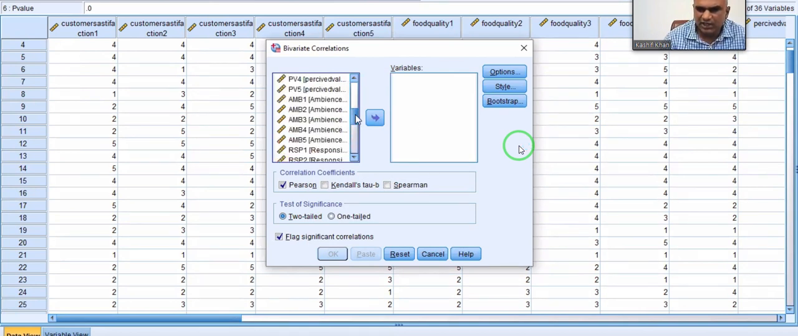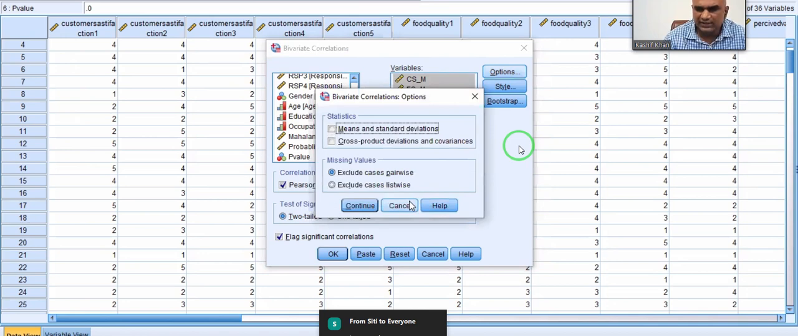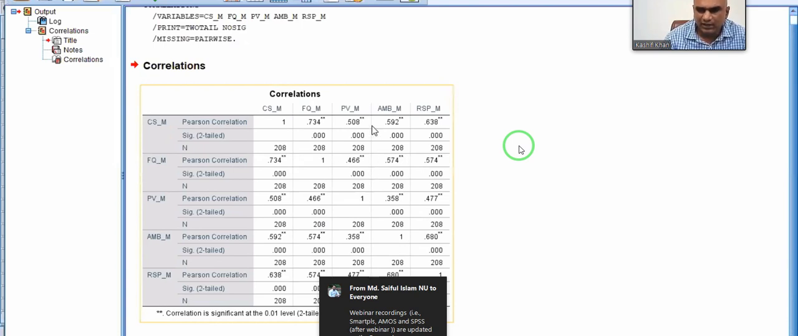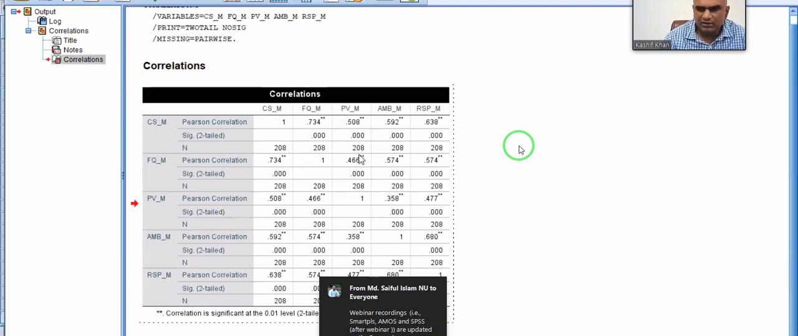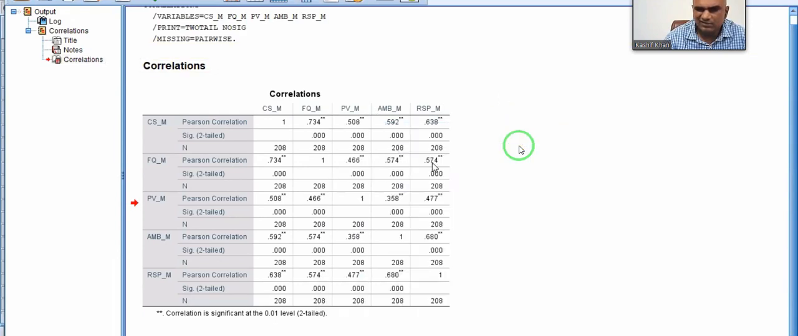I've taken mean values again and put them here. For correlation, I've selected Pearson. I can do Spearman as well if I need to, but Pearson is the one done. Then there's one tail or two tail, it's up to me. Most common is two tail, and flag significant correlations. Leave it as it is, you don't need to do anything, and just run OK. And if you look here, this is showing the correlation between these variables.